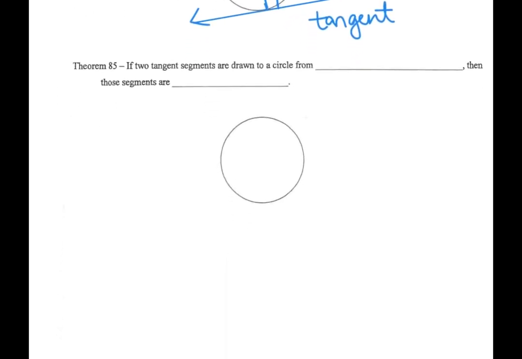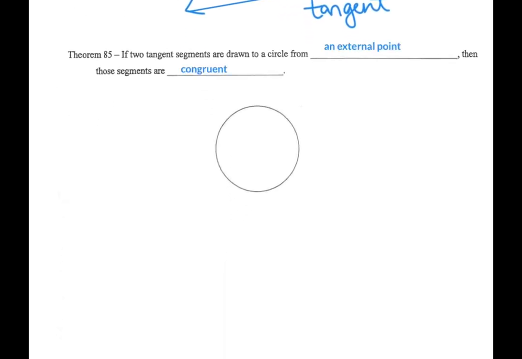The theorem 85. If two tangent segments are drawn to a circle from an external point, then those segments are congruent. So let's get that external point situated right here, and we're going to draw two tangents from that point. So let's label these. We'll have point P here. It'll touch here at X, and it'll touch here at Y.